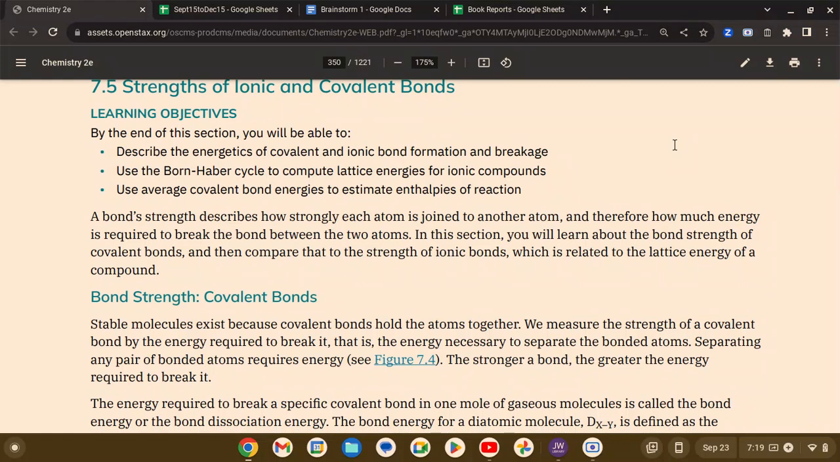Use the Born-Haber cycle to compute lattice energies for ionic compounds. Use average covalent bond energies to estimate enthalpies of reaction.